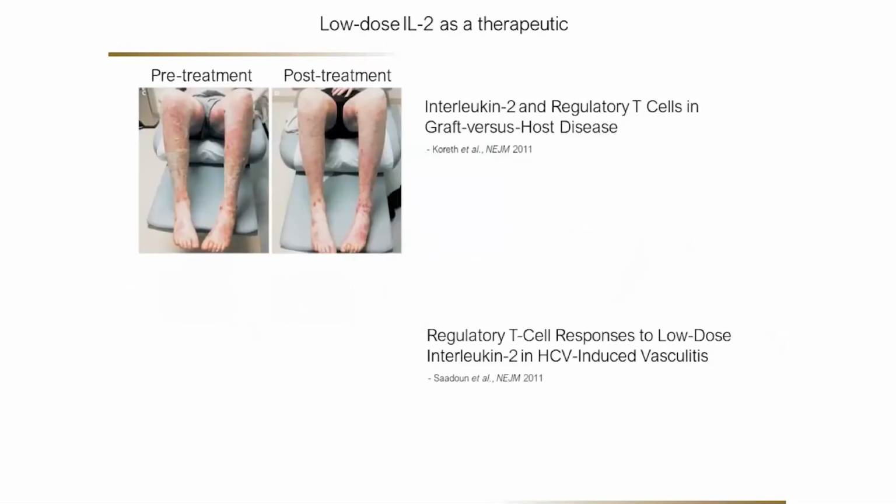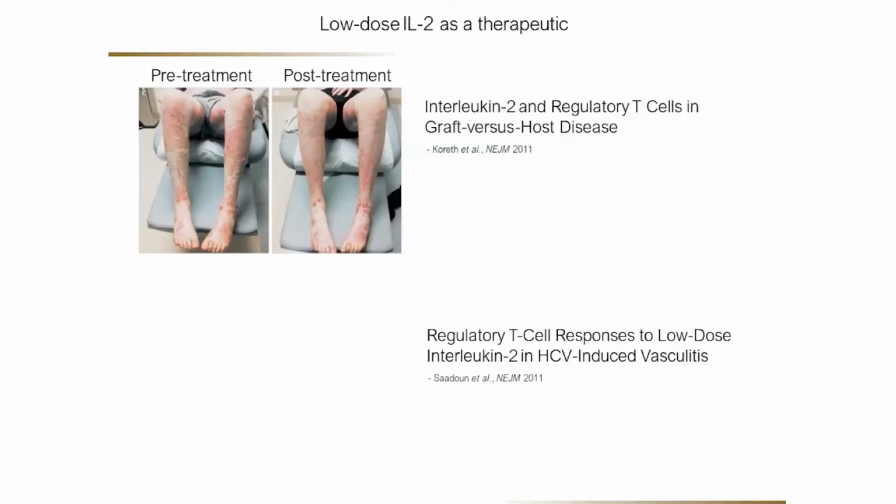So again, ITE was kind of the first attempt at looking at a therapeutic that was effective at inducing regulatory T cells and could be beneficial for treating IBD, but we wanted something closer to a clinically relevant molecule. And for that, around 2012, work from Jerry Ritz's group and others had shown that low-dose IL-2 could be an effective therapeutic to treat certain conditions like graft versus host disease or HCV-induced vasculitis.